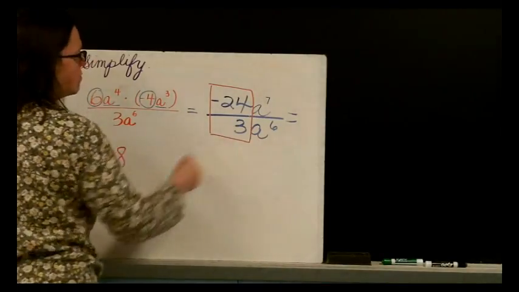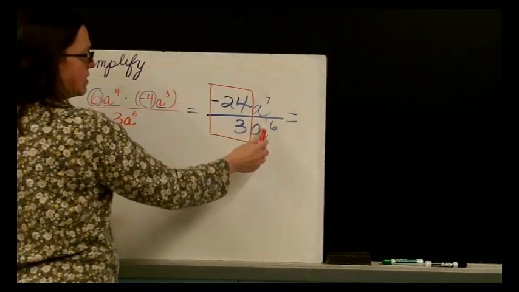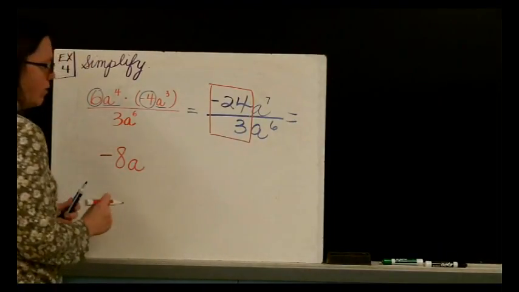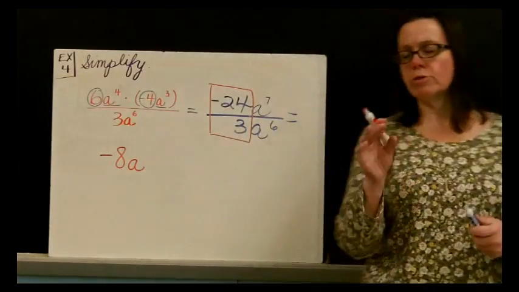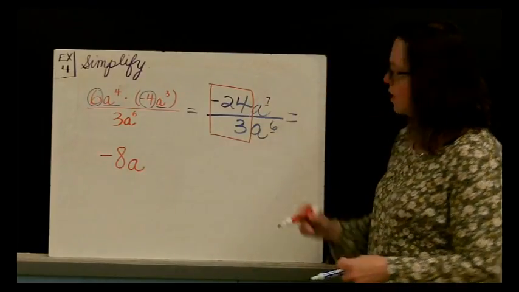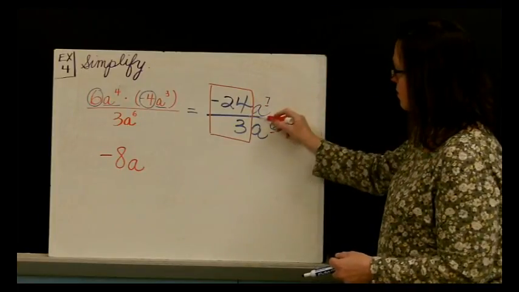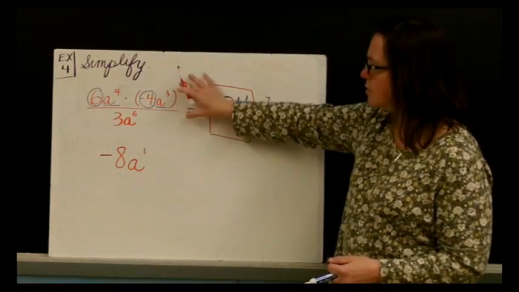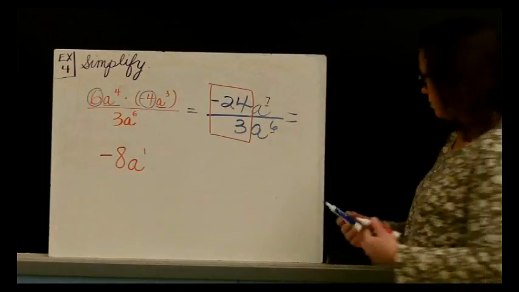Now what we have to take care of is our variable terms, because those have the powers. We have a to the 7th divided by a to the 6th. I'm going to write my variable, and then remember when we are dividing powers, we take our exponents and we subtract them, numerator minus denominator. 7 minus 6 is 1. So the simplified version of this fraction is negative 8a to the 1st power.